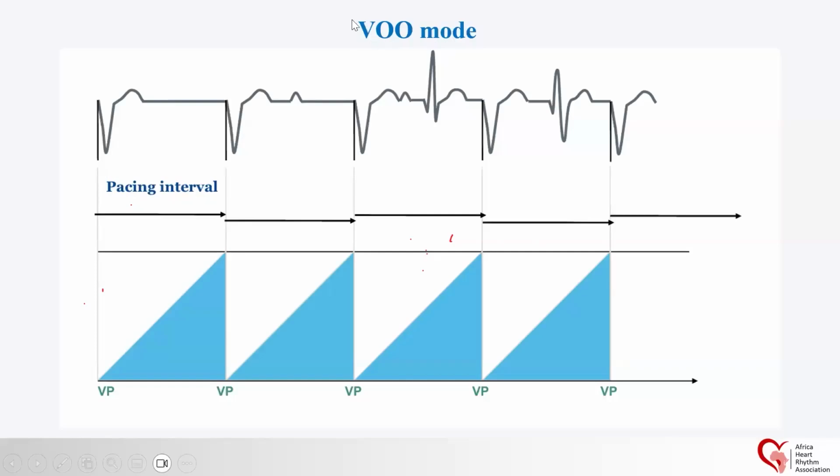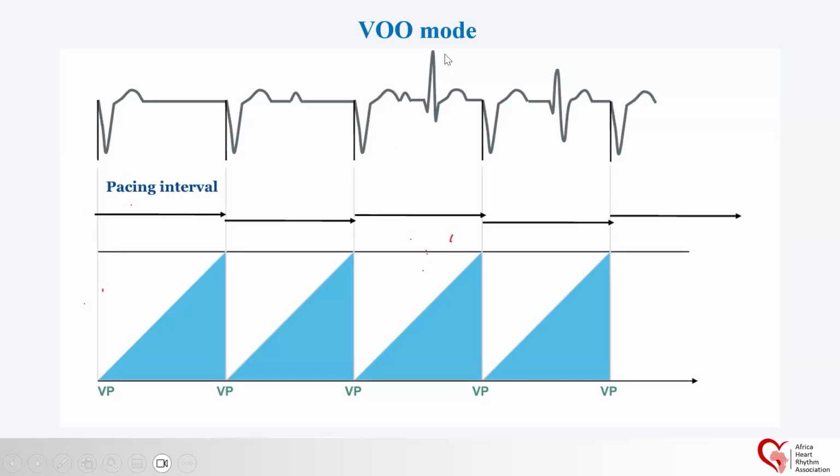The lead is in the ventricle. It will just pace: no detection, no sensing, and no response to sensing, because we don't have sensing. So the pacemaker will just pace. Each pace will trigger the timer. After the timer is completed, it will pace again. When we have a ventricle event, we'll reset the timer. So we'll pace again.